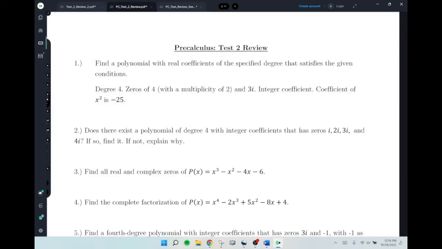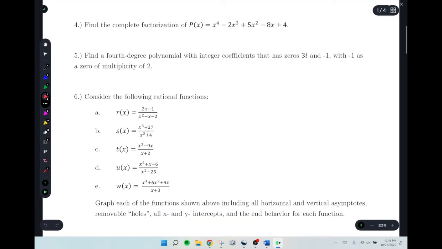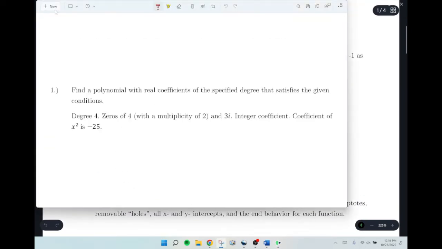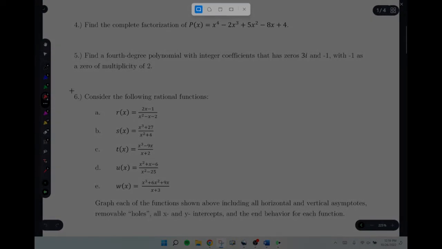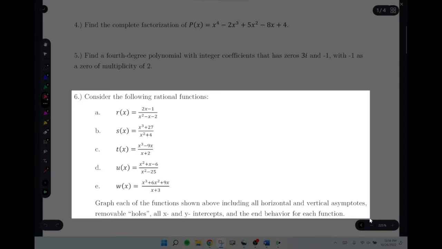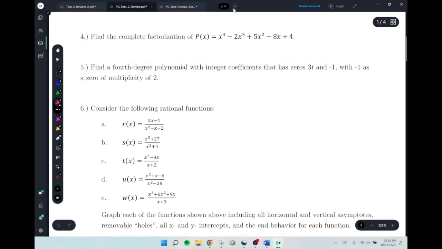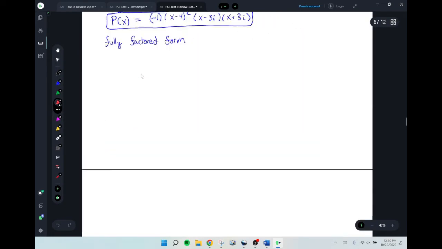All right, what else we got? Y'all's day to pick a question. Just go. I'm not going in order. Okay. Number 6? Yes. Which one? Any one of them. A. Oh, it says graph each one. Yeah, graphing it takes a bit of time.